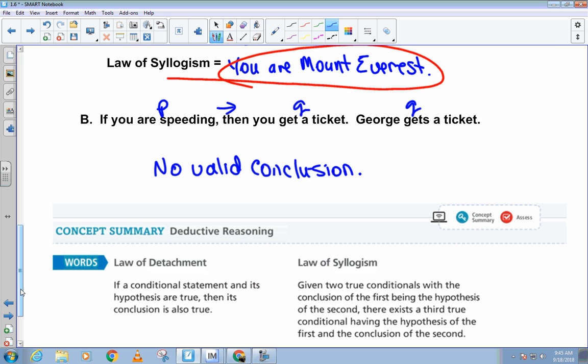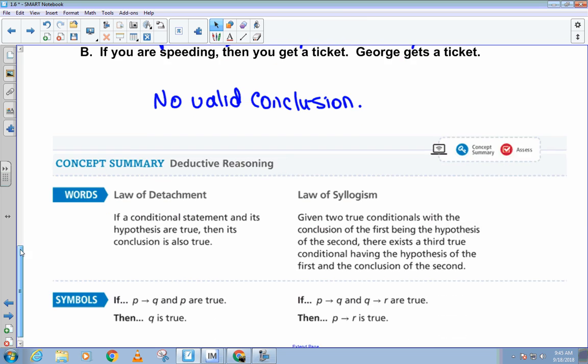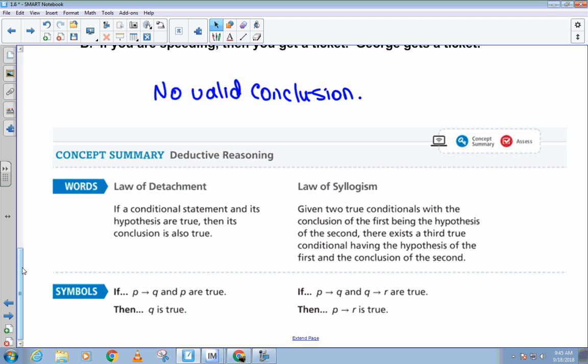No valid conclusion. Alright, so remember, the law of detachment, you have if P then Q. The law of syllogism, you have if P then Q, repeat, if Q then R, and then marry up P and R.